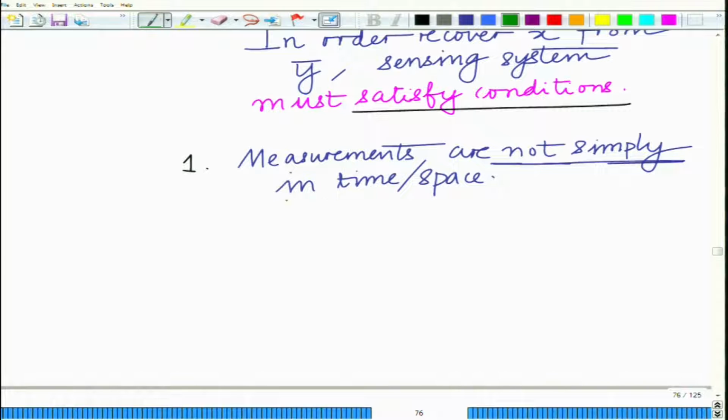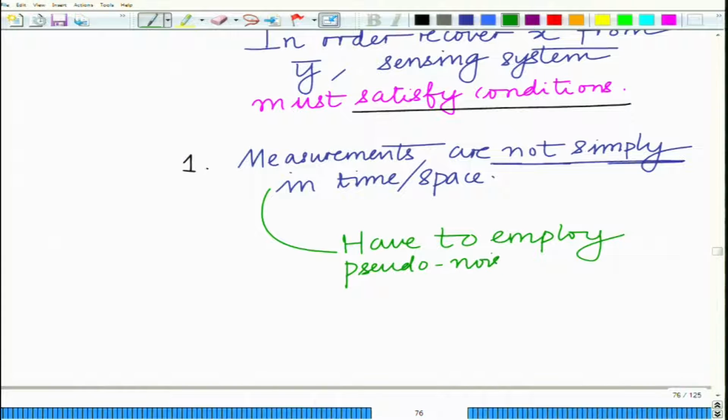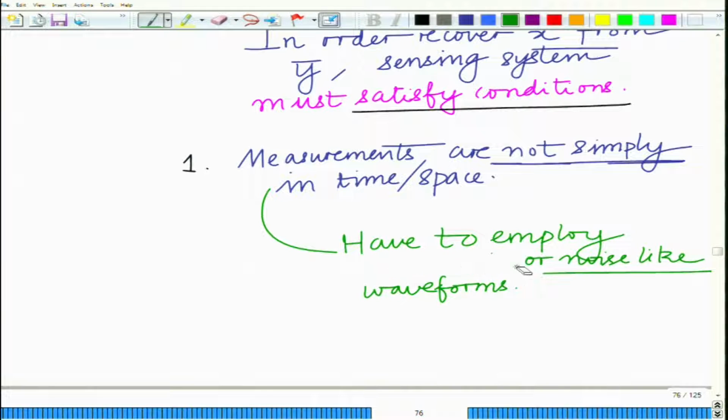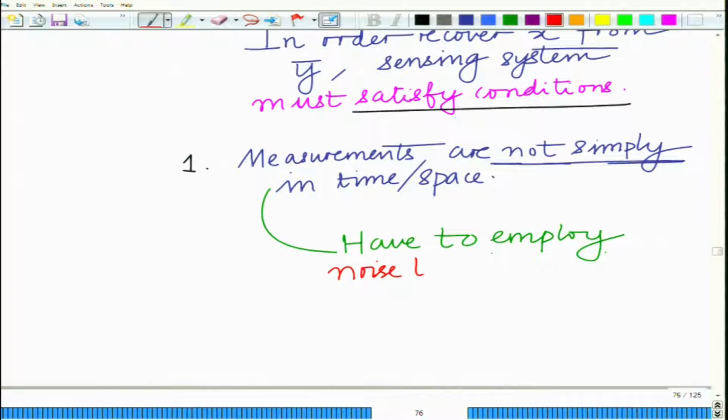they have to employ noise like or one can say pseudo noise waveforms. Measurements have to employ pseudo noise or noise like waveforms. What is the meaning of that?